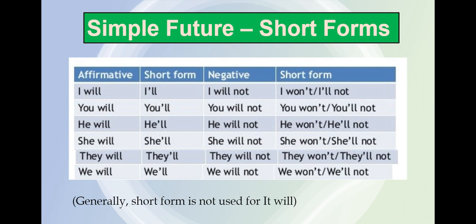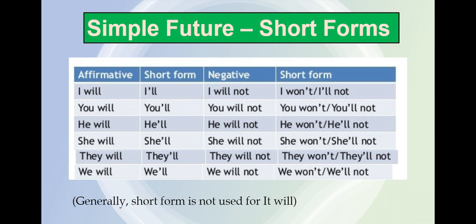Now, here are the short forms which we use in simple future for affirmative sentences. I will go to the party. So I'll go to the party. I'll go for the party. I will not will change to I won't. You will change to you'll. So that is the short form.